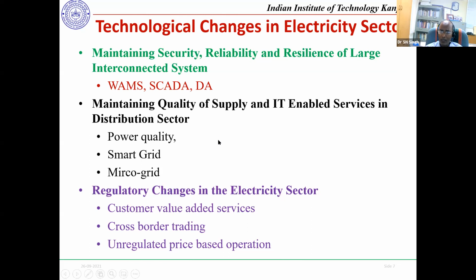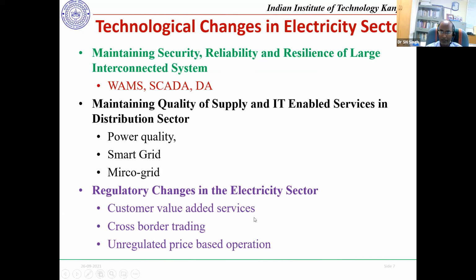So maintaining the quality of supply and IT-enabled services in the distribution sector is why we are talking about power quality. We can achieve the smart grid, having communication and other things, and we can also operate microgrids, where, having weak AC interconnections or being small, we have more and more renewable energy sources locally that we can operate, and then when power is required, you can get it from the grid. So these are the changes.